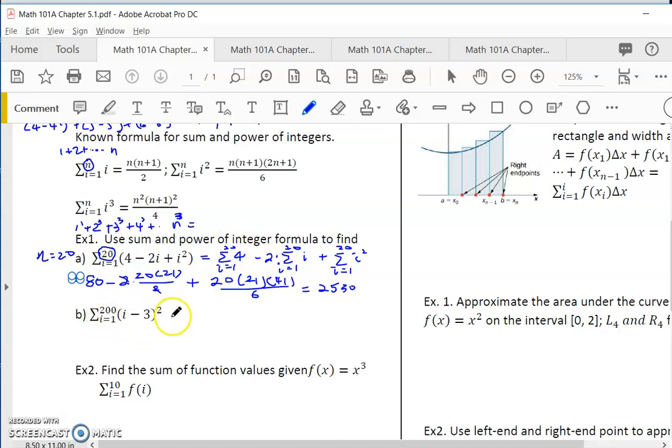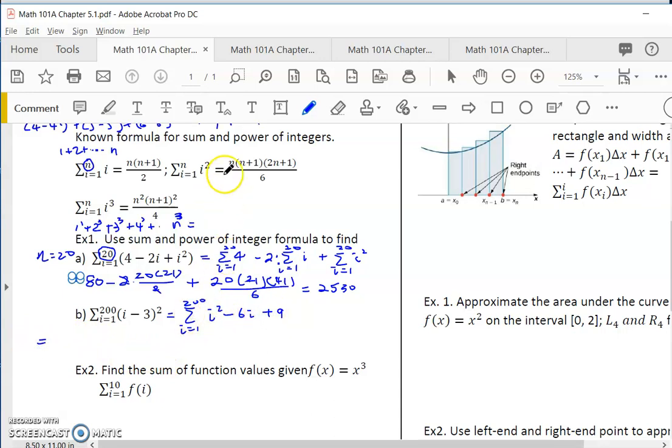Let's write it out. Now, there is no i minus 3 squared formula here. So the way to do it is you would expand it. i equals 1 to 200, n is 200, you can tell. But then I FOIL it out. So i squared minus 6i plus 9, right? And then I do them one by one, just like before.